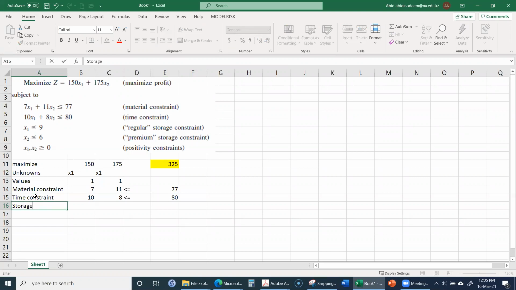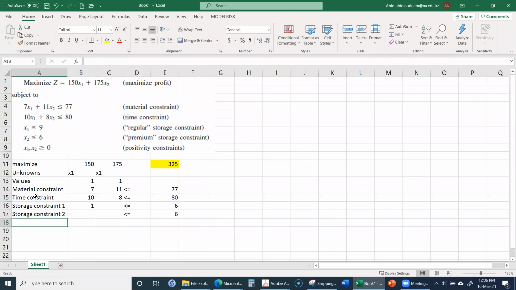Storage constraint one. That is for X1. It should be less than or equal to 6. And this is the constraint which is equal to the value in x1. So this constraint should be less than or equal to 6. And then storage constraint 2. This is also less than or equal to 9.